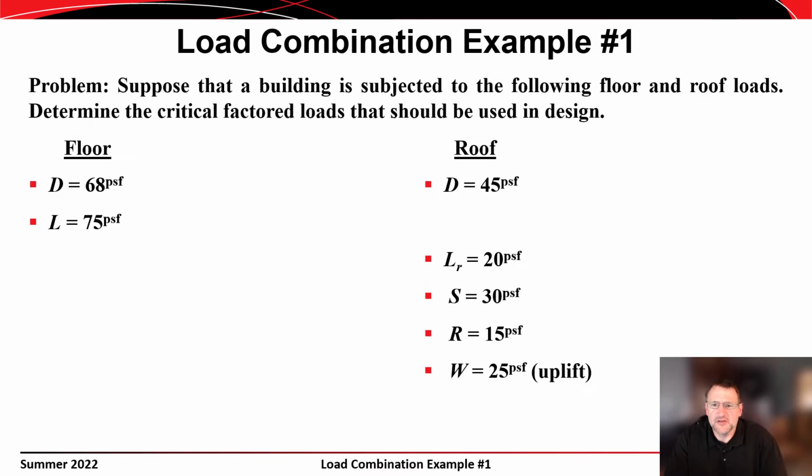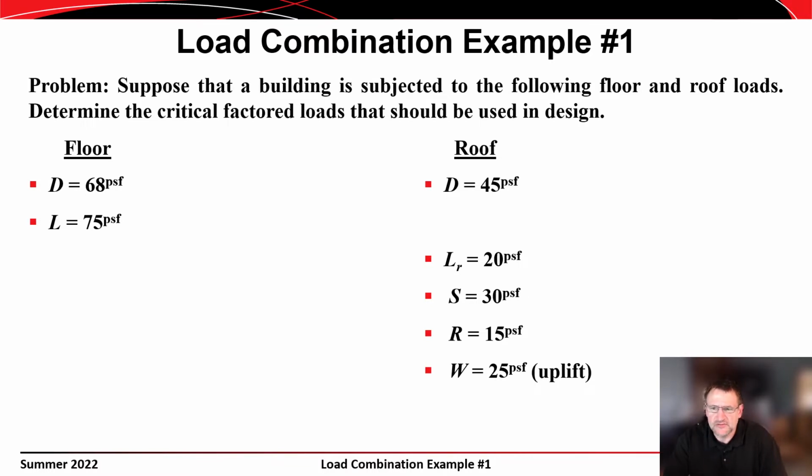For this problem, let's suppose that we're examining a building that's subjected to the following loads. Suppose that we have a floor that's subjected to a dead load of 68 pounds per square foot and a live load of 75 pounds per square foot. The roof, on the other hand, is subjected to a dead load of 45 pounds per square foot, a roof live load of 20 pounds per square foot, a snow load of 30 pounds per square foot, a rain load of 15 pounds per square foot, and a wind load of 25 pounds per square foot that causes uplift.